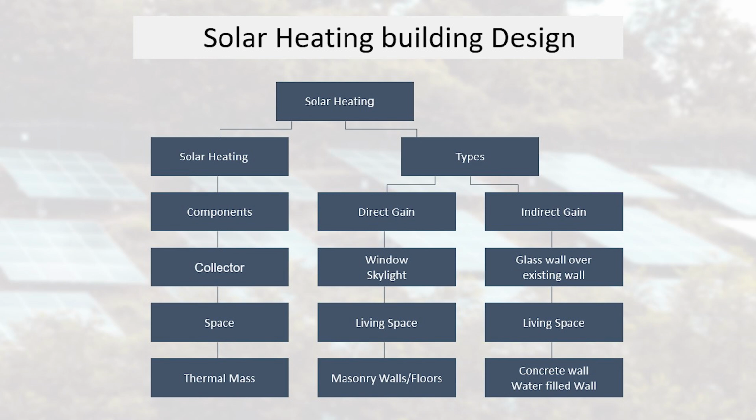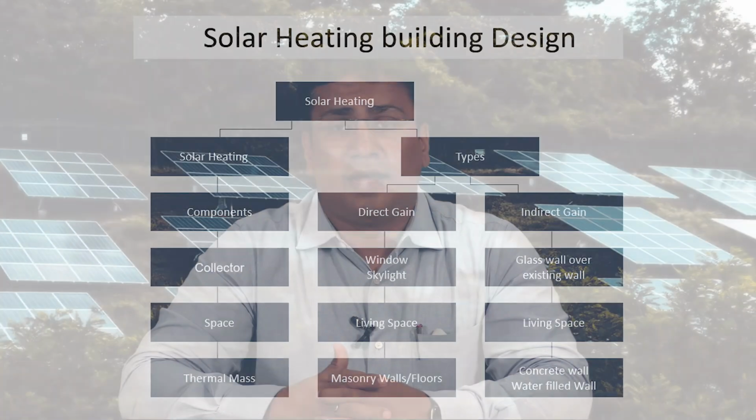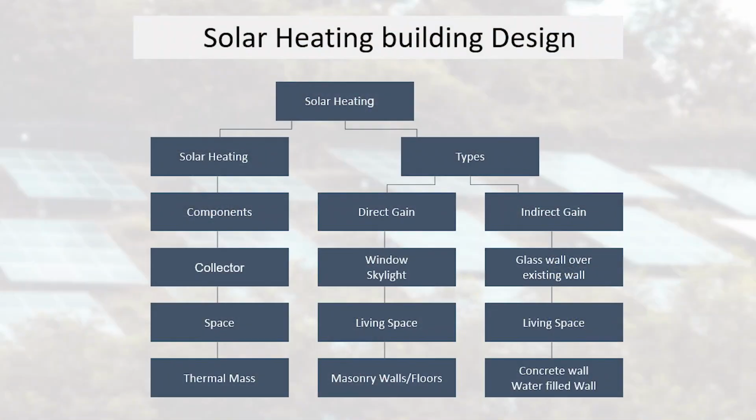If I talk about direct gain, there are three systems from which we can obtain direct gain from the sun. The first one is window and skylight, the second one is living space, and the third one is walls and floors. For indirect gain, the first is a glass wall over the existing walls, the second is living space, and the third is a concrete or water-filled wall. So solar heating can be classified into all these types.